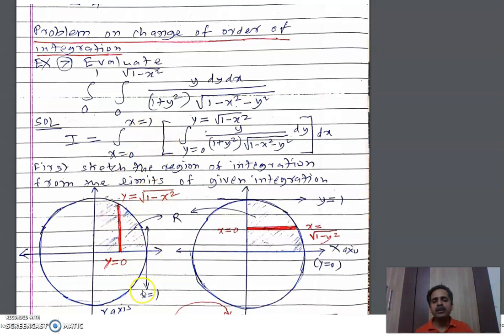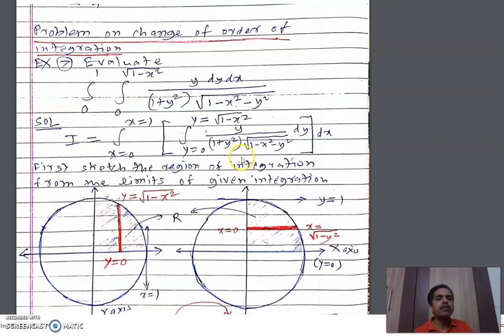So this line has equation x equal to 1. That means this vertical strip starts from the line x is 0, that is the y-axis, and stops moving on the line x equal to 1. And while doing this, make sure that the bottom end and top end remain on the same curve. Bottom end is on the x-axis and top end is on the circle. So in this way we obtain the region of integration.